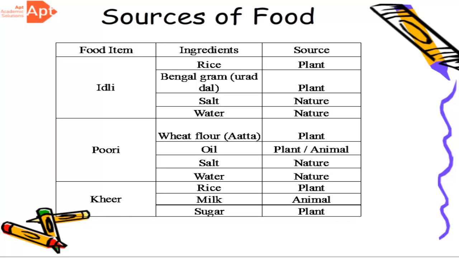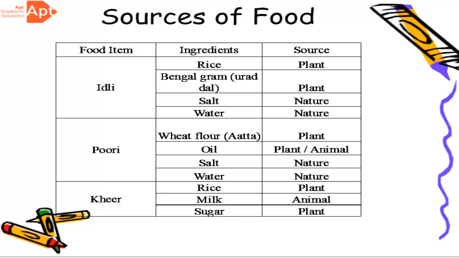Let's see how. The food item here we are taking is idli. The ingredients we know, we have just done: rice, Bengal gram, salt and water. We cannot get idli directly. We need to have the ingredients first, and to have the ingredients we need to have the source for it. Rice, where do we get the rice from? We get the rice from rice plant. Likewise, we get Bengal gram from plant. Salt we get from nature. It's a natural source. We get it from seawater. Likewise, water, we get it from nature.